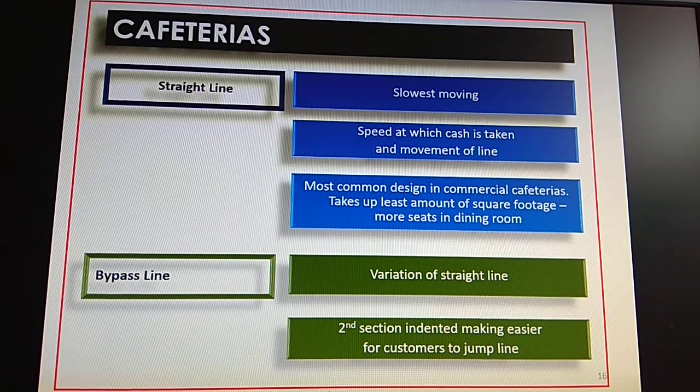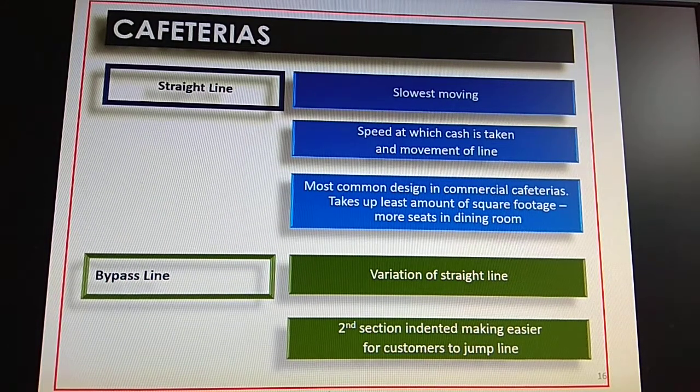These are the negative parts of a straight line. You have to wait nonetheless, whether you are taking the desserts, the main course, or going for the beverages only, but you have to wait for the person in front to finish taking up food and payment, and only then you can move on and do your payment. That is the negative part of straight line.